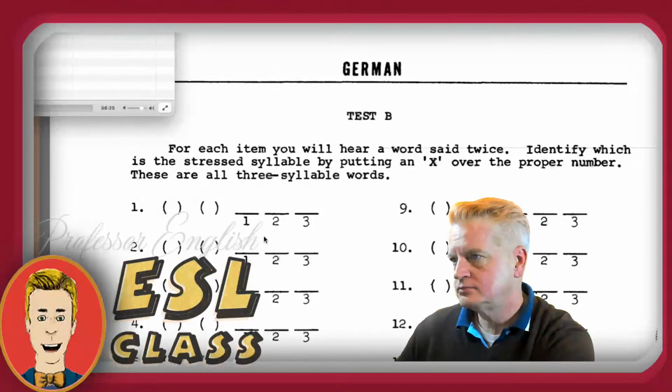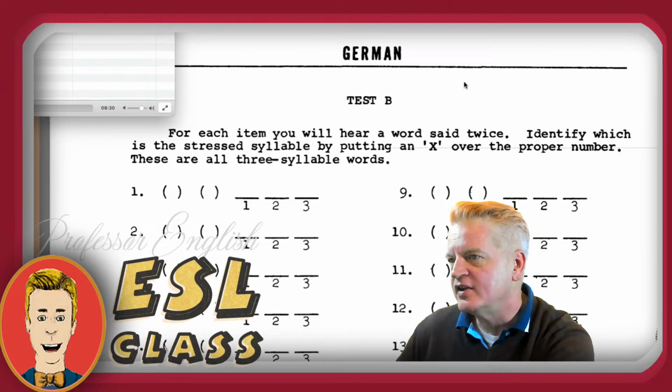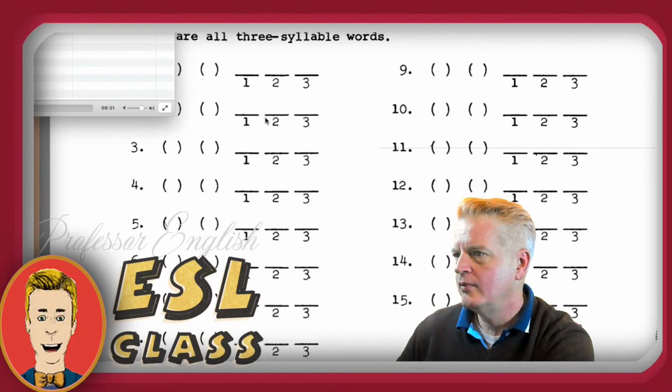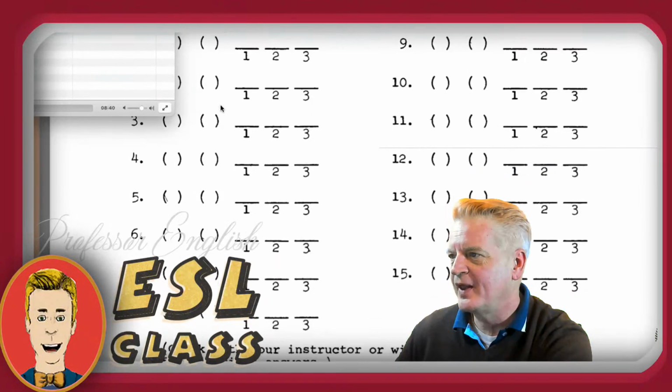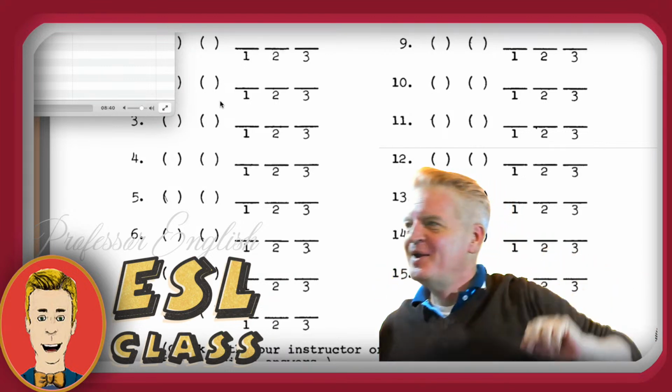Autobus. 2. Konferenz. Konferenz, that's the third syllable. 3. Papierkorb. Papierkorb, that's the second syllable. 4. Wiedersehen. Wiedersehen. So I guess it's the second one from what I understand now.